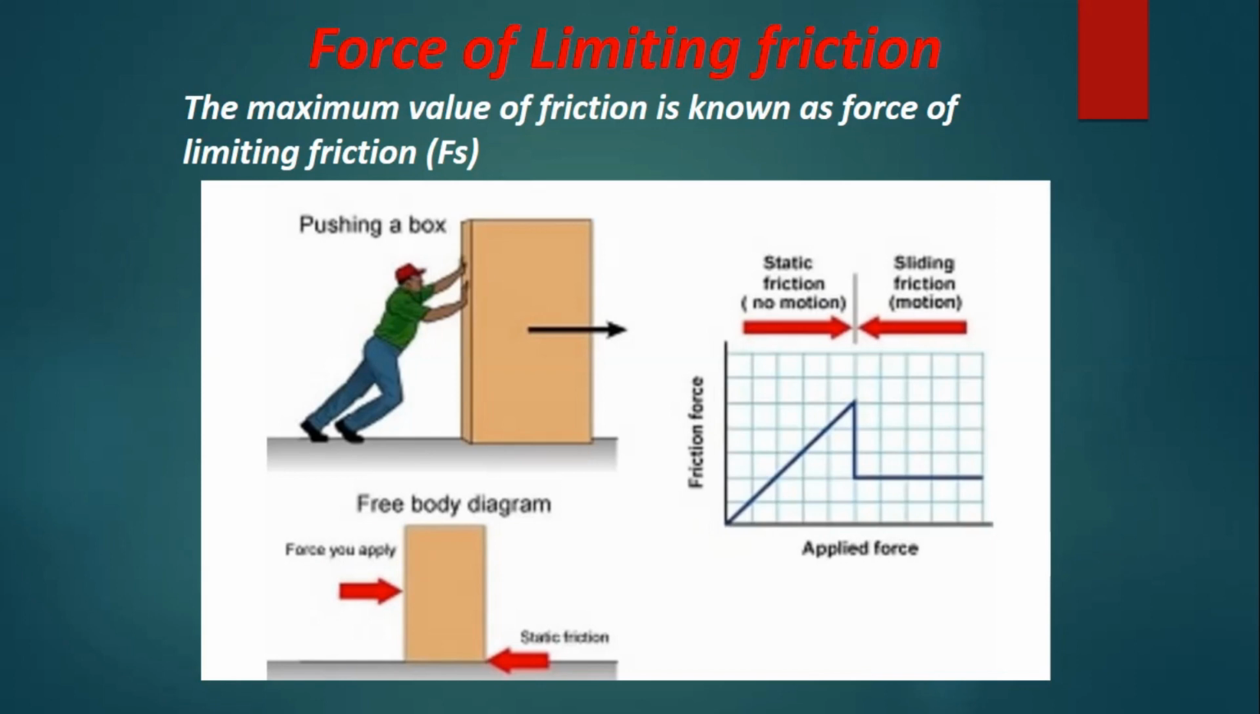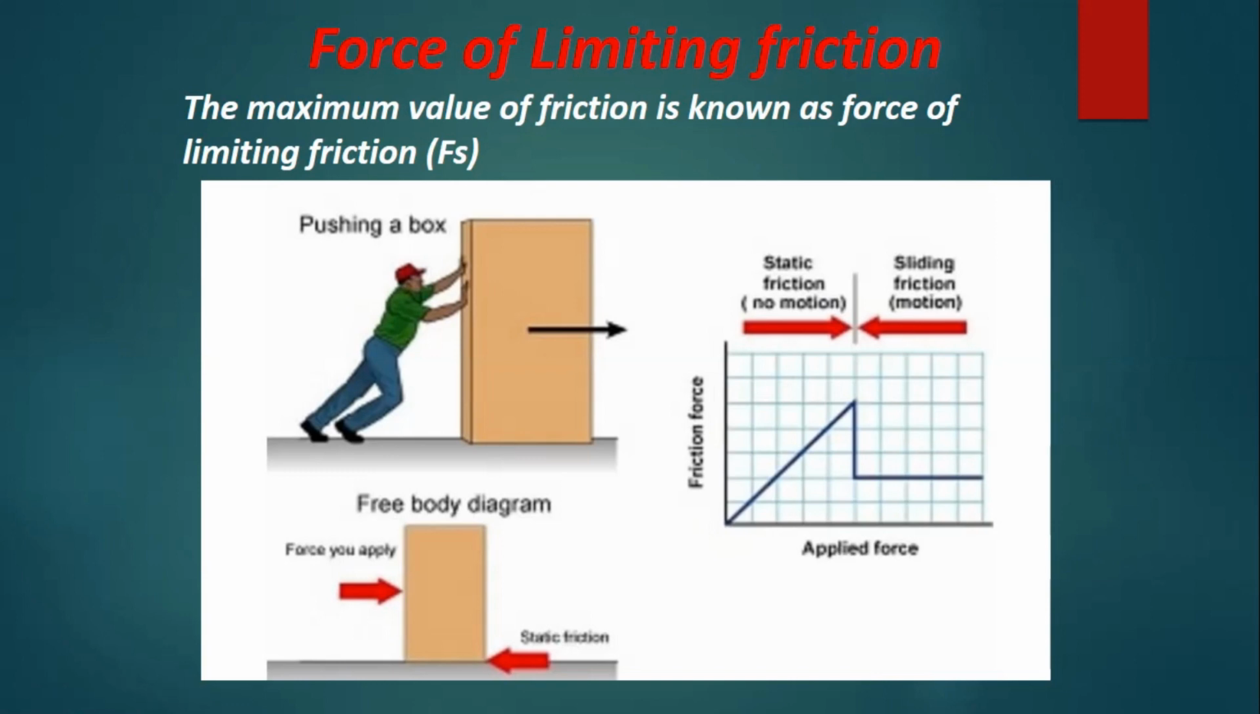Now, force of limiting friction. The maximum value of friction is known as force of limiting friction. It is denoted by Fs. Clear? Basically, the force of friction is related to applied force. If we draw a graph between applied force and the force of friction, please look at this graph. See here, this is the graph.